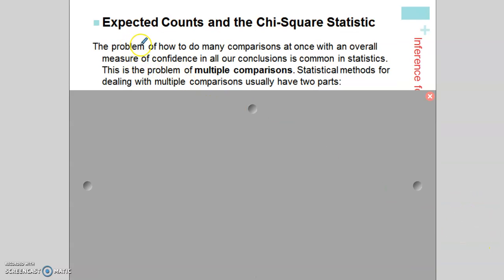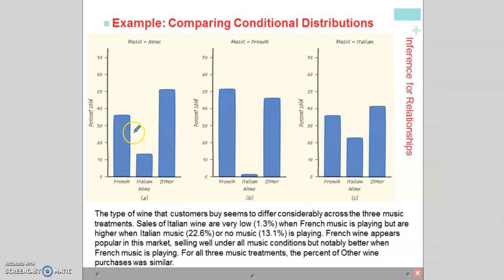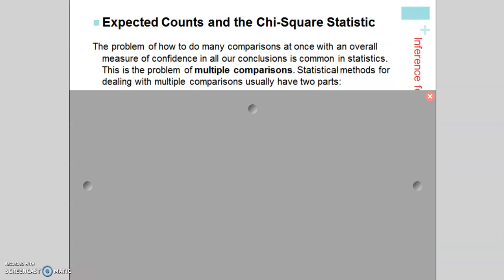One of the problems here is we're trying to do a lot of comparisons at once. I'm trying to compare French wine in three different treatments, Italian wine in three different treatments, and the other wine in three different treatments. So that's like 9 things I'm trying to compare all at the same time, which is a lot more than we did with a 2-sample t-test. That's only comparing 2 things at a time. So this is the problem of multiple comparisons.